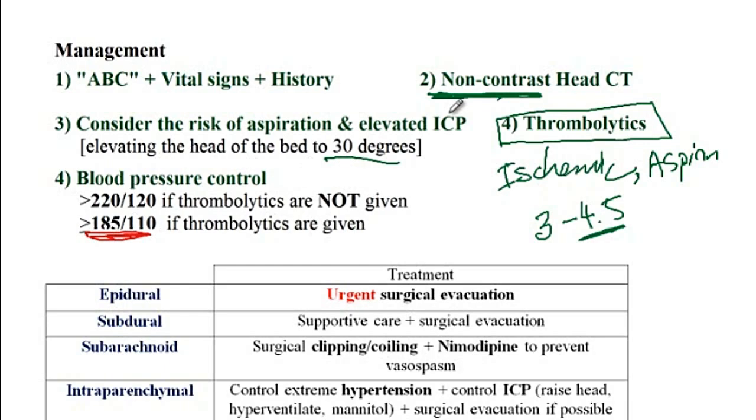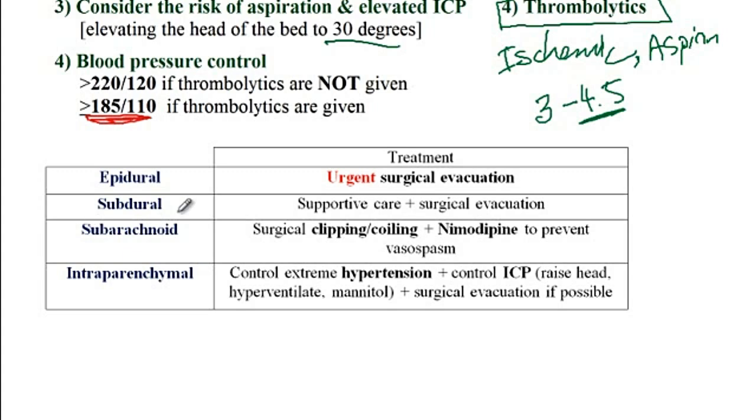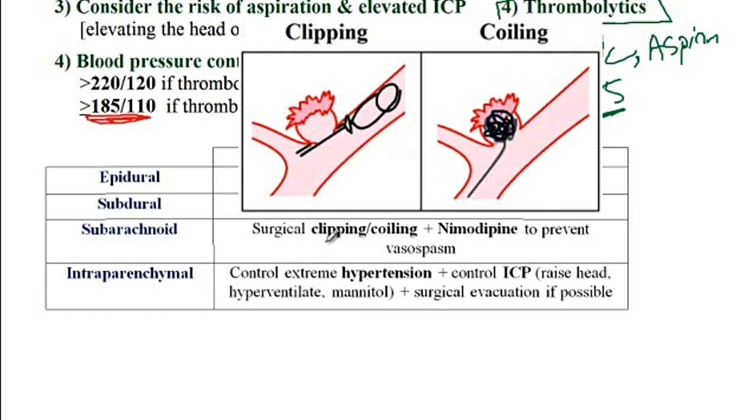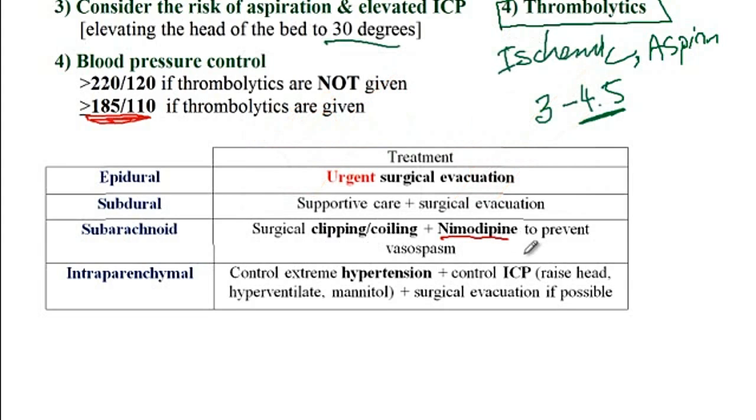But once you know exactly what's going on with the patient, then you can be more specific with your treatment. So if the patient has epidural hematoma, which is determined with your non-contrast CT scan, then you will have to do an urgent surgical evacuation. On the other hand, if there is subdural hematoma, then you can do supportive care, and then depending on how severe and how big the size of the hematoma is, you could again consider surgical evacuation. For subarachnoid hemorrhage, you will have to clip or coil the berry aneurysm, and then you should also provide these patients with nimodipine, which is a calcium channel blocker that will prevent the vasospasm. So by preventing vasospasm, you will prevent the rebleeding in patients with subarachnoid hemorrhage.